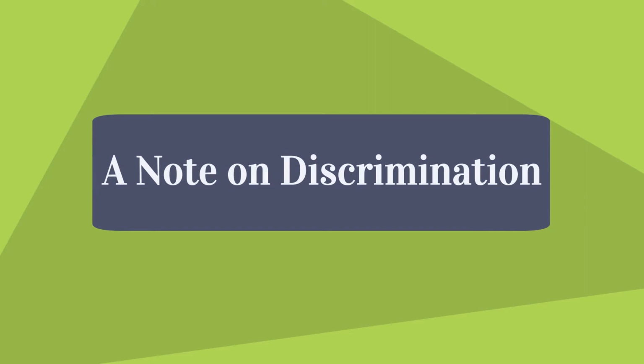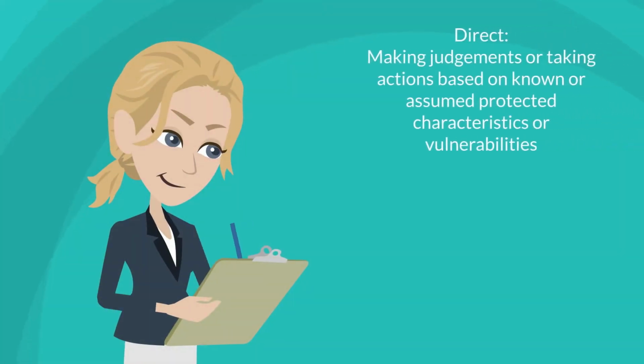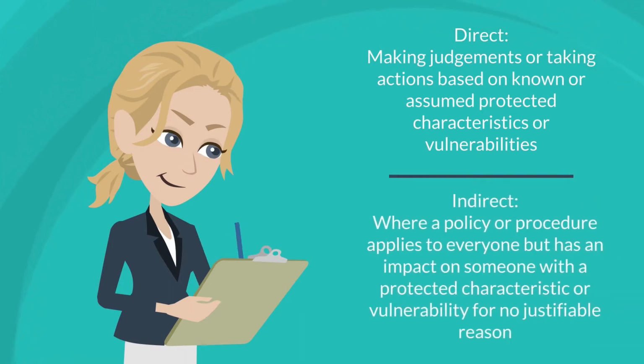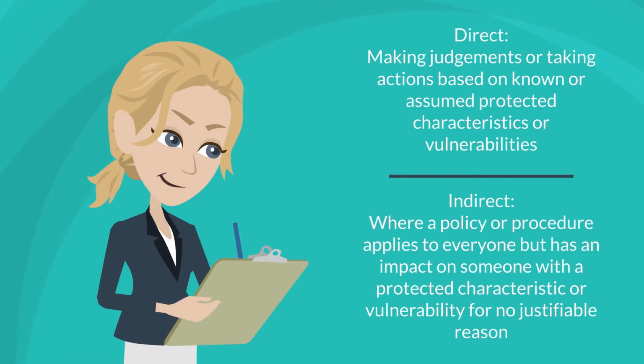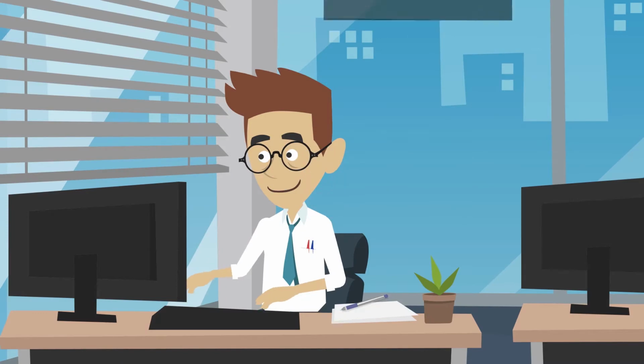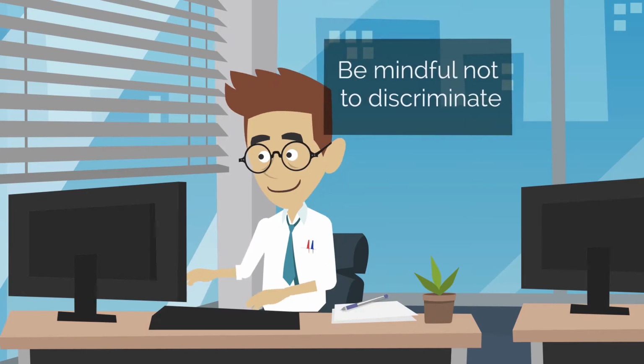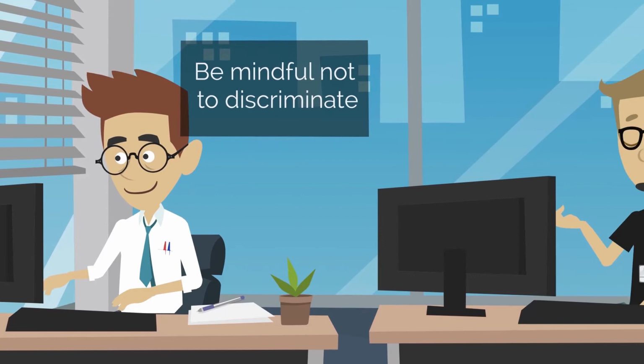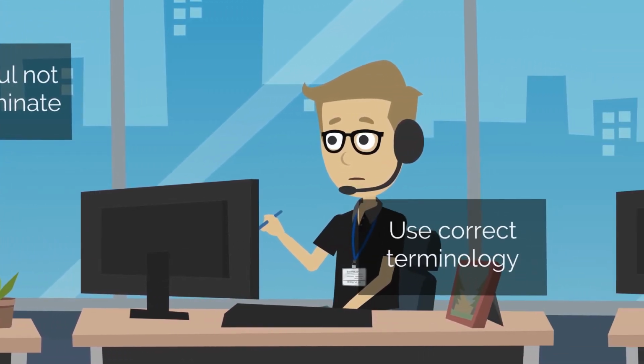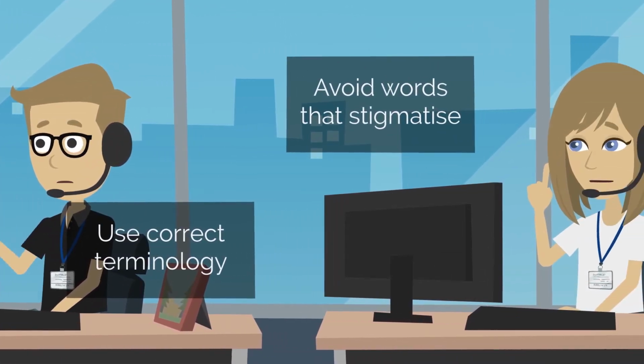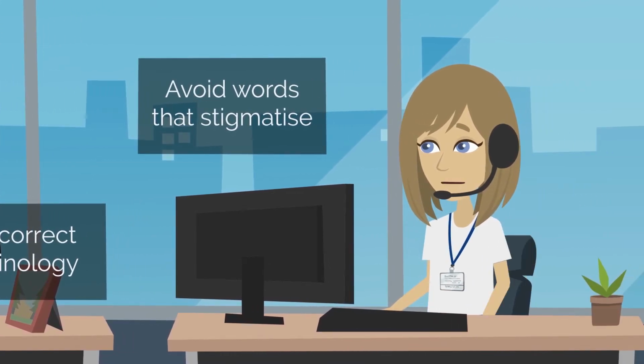A note on discrimination. Discrimination can be direct, making judgments or taking actions based on known or assumed protected characteristics or vulnerabilities, or indirect, where a policy or procedure applies to everyone but has an impact on someone with a protected characteristic or vulnerability for no justifiable reason. Throughout your contact, be mindful not to discriminate. Avoid discrimination by using correct terminology, avoiding words, phrases, and statements that stigmatize. We will look at this in more detail soon.